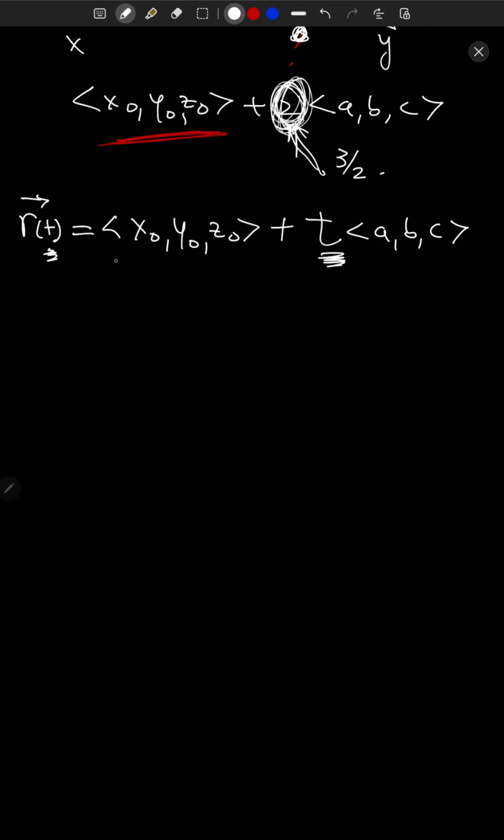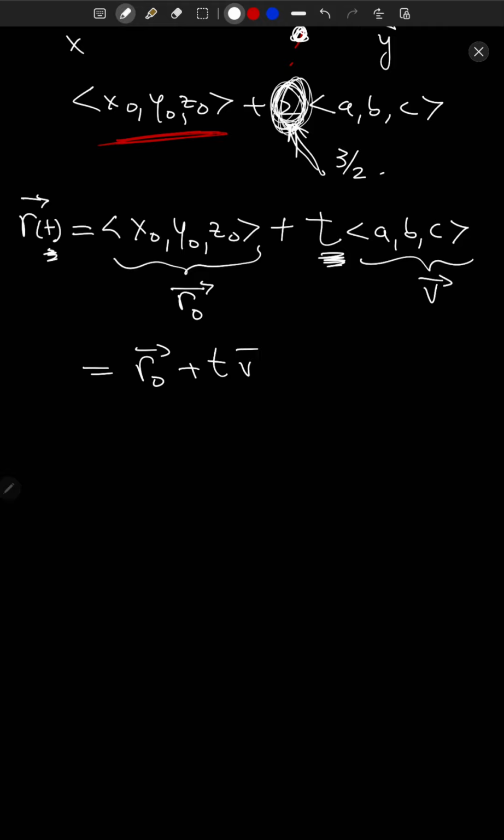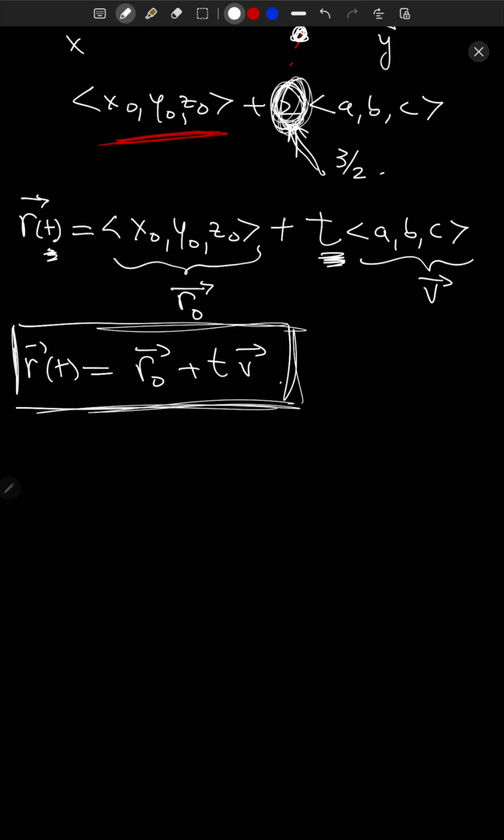Oftentimes we'll call the point that we base everything on something like r0. And if we call our vector v, then we have a shorthand: this is r0 plus t times v. So this describes lines in space. Very useful, because the idea of point slope or y equals mx plus b is just not going to work. One equation cannot describe a line in space.